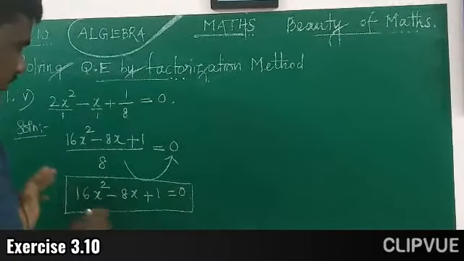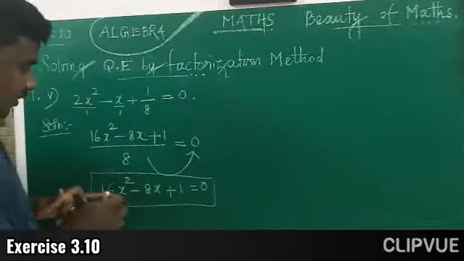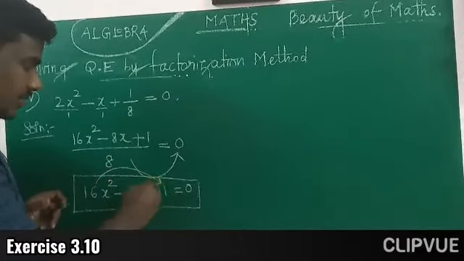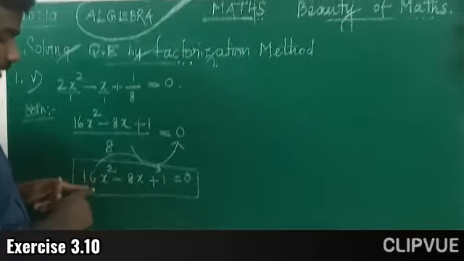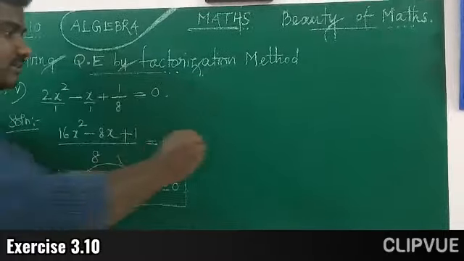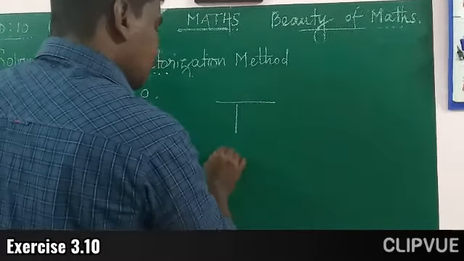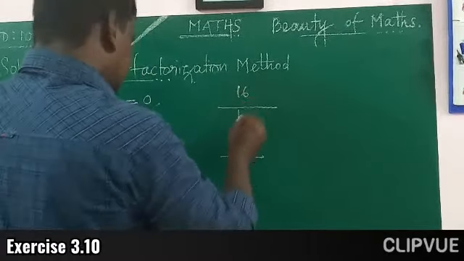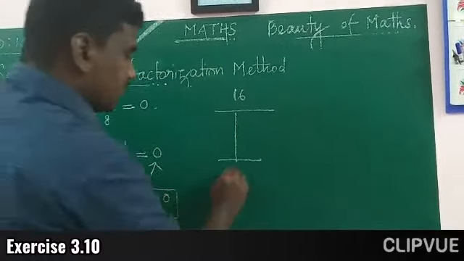Here we are going to find the factors. The leading coefficient is 1, so you multiply it by the constant term, 16. So 1 times 16 is equal to 16. And the coefficient of x is minus 8.